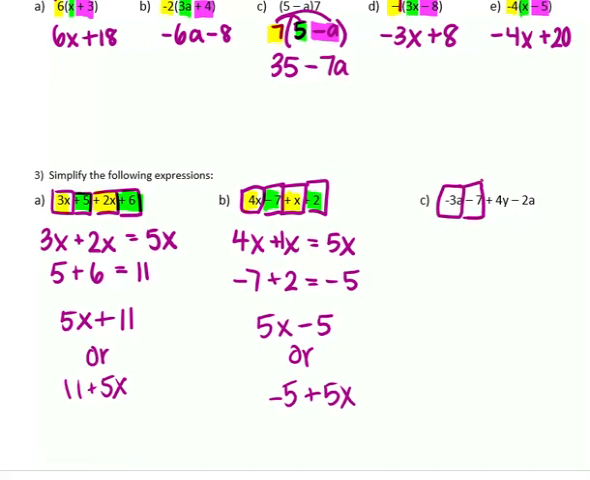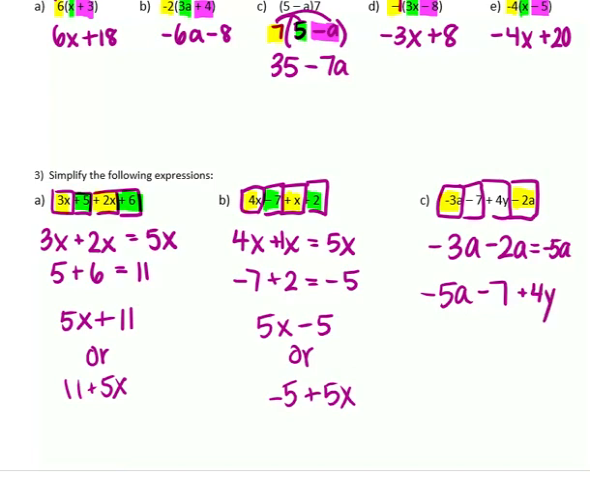Negative 3a minus 7 plus 4y minus 2a. There is actually only one set of like terms here, and that would be the 2a's. So the other pieces you can't do anything with, you're just going to bring them down. Negative 3a minus 2a, or you can think of that as a negative 3a with a negative 2a. Together you have negative 5a.